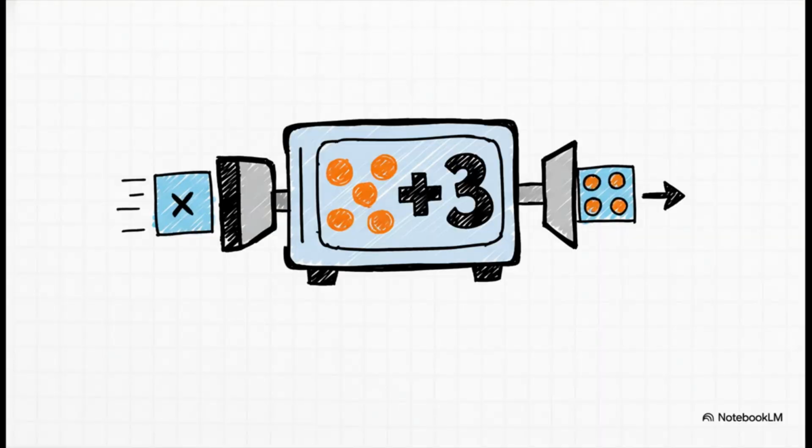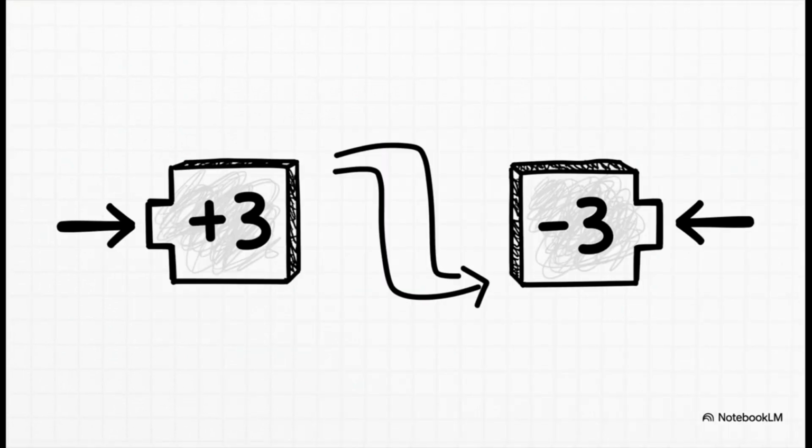Okay, let's use a super simple function to see this in action. How about f of x equals x plus 3? All this thing does is take a number and add 3. That's it. Now, if you were to run this through our 4-step recipe, you'd find that its inverse is x minus 3, which makes perfect sense, right? One function adds 3, and its inverse does the exact opposite. It subtracts 3. They are perfect opposites.